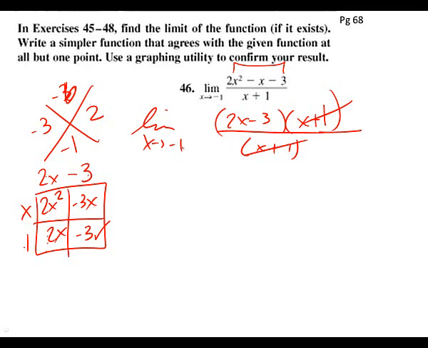Okay? All right. I'm going to go ahead and plug that -1 in. So 2 times -1 minus 3, what do we end up with? -5.